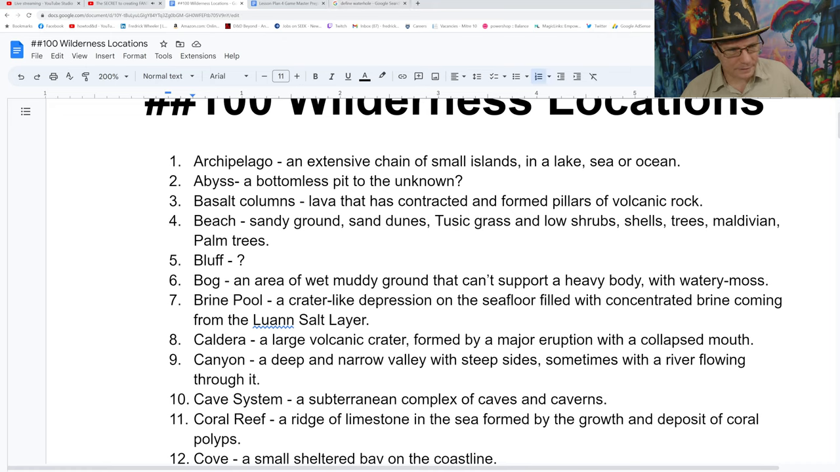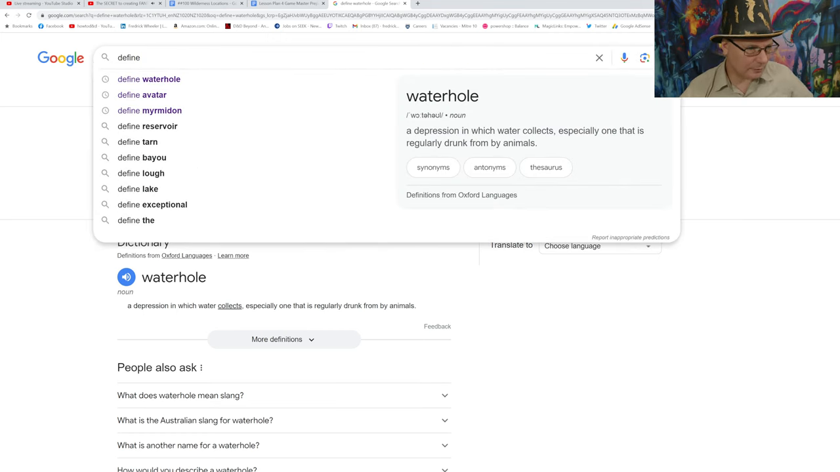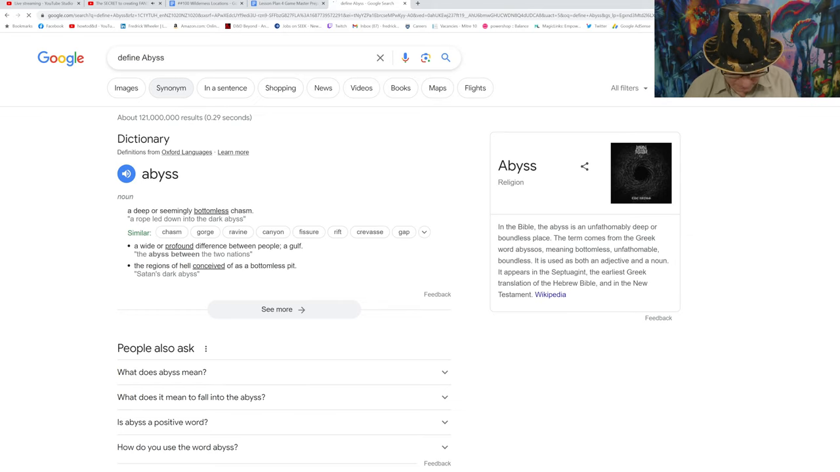Okay, so abyss. If we define abyss, we get a good definition. The abyss. Delete and paste, and we'll hit return. Okay, that's good. Next, a deep or seemingly bottomless chasm. A wide or profound difference between people, a gulf. No, the region of hell conceived as a bottomless pit. Abyss, or region of hell. So I think that's what we're going to be dealing with here.